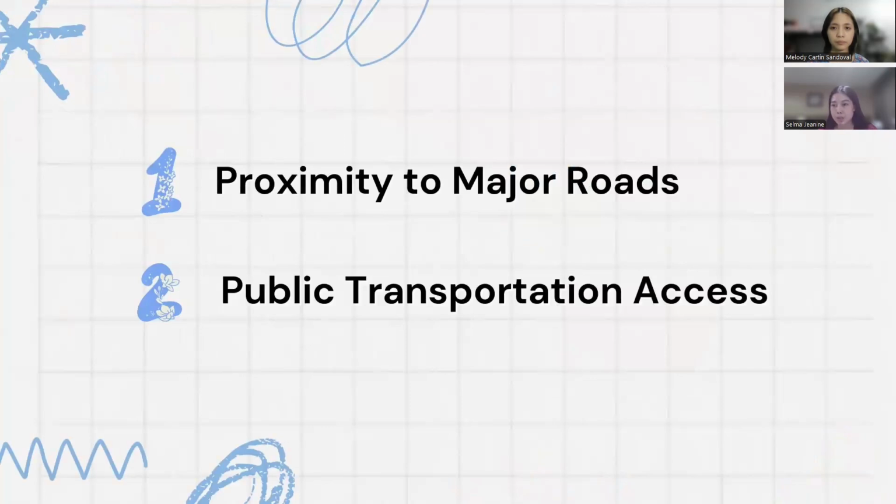Proximity to major roads. Locations near major roads benefit from higher visibility and traffic flow, making it easier for potential customers to find and access the clinic. This can lead to increased foot traffic and sales. Public transportation access. Proximity to public transportation options like buses and trains makes it easier for individuals without personal vehicles to reach the location. This can expand the client base and attract a diverse clientele.